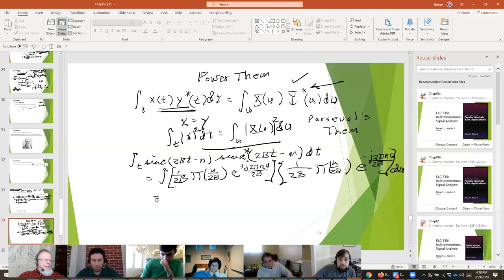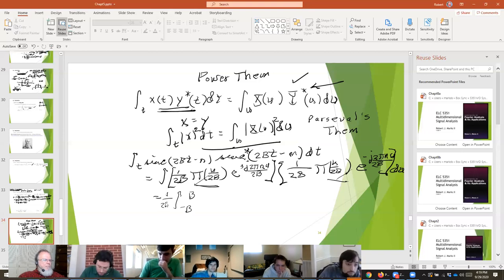So this is the integral, and the cool part is we can take this rectangle, and what does the rectangle do? It just chops things off, doesn't it? So we can integrate from minus b to b and just forget these rectangle functions. Then we get 1 over 2b squared times e to the j 2 pi (n minus m) u over 2b. Kudos for anybody that can evaluate this integral in their head.